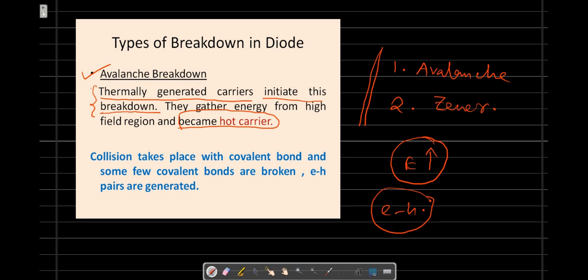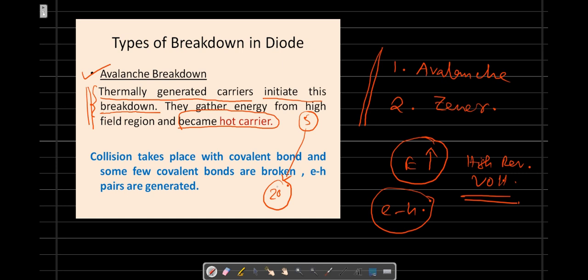So initially we have a few carriers due to the thermal effect. They are called thermally generated carriers. They absorb energy from the high electric field region. Why high electric field? Because we are applying a high reverse voltage. And they become hot carriers. Those hot carriers collide with the nearest covalent bonds and a few covalent bonds are broken, and again a few electron hole pairs are generated. For example, initially we have 5 carriers. They attack some other covalent bonds and later 20 carriers are available.